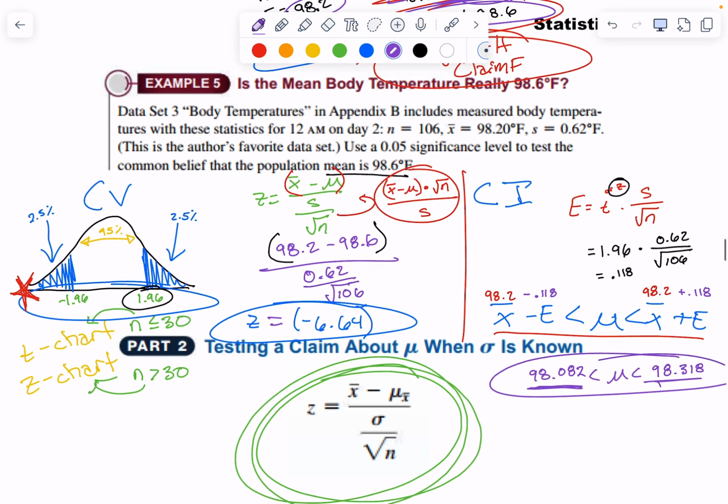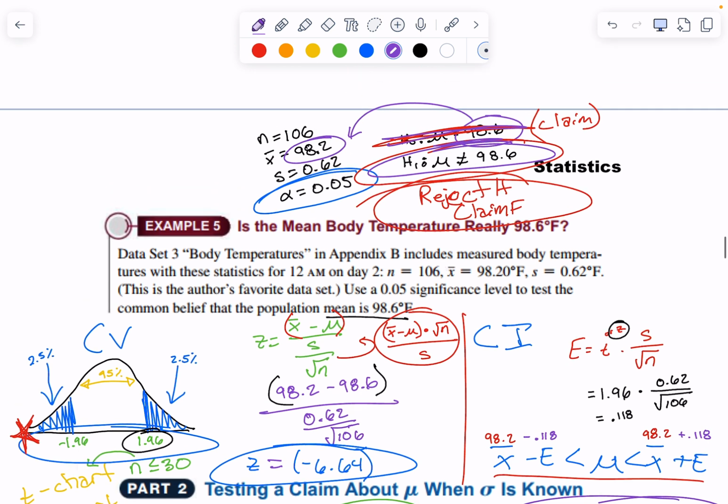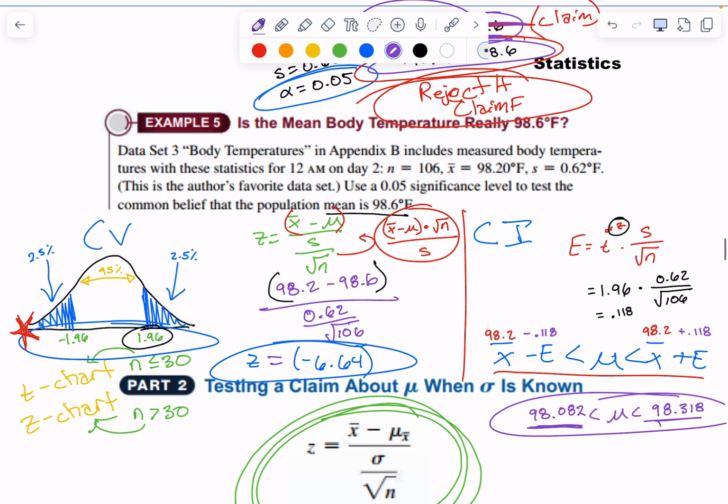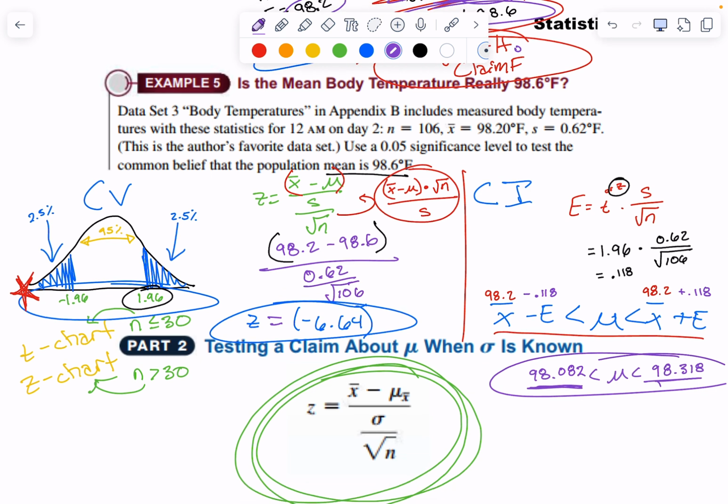Can you repeat that one more time? Okay, we said that even taking into consideration the error, our body temperature has to be between 98.0 and 98.3, right? So now I look at the hypotheses and ask, is mu equal to 98.6? No, 98.6 doesn't live in between that interval. So mu is not equal to 98.6, so we cross the top one off and we circle the bottom one. So we still reject H naught, claim false. Same thing again, right?